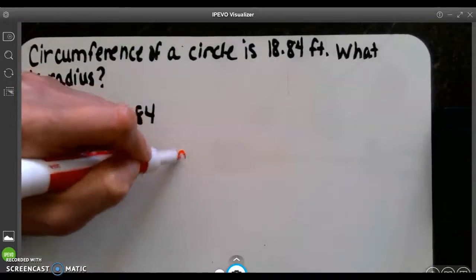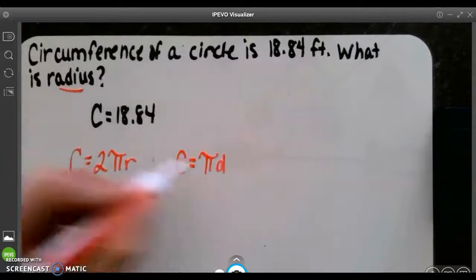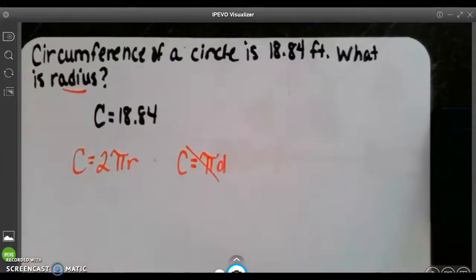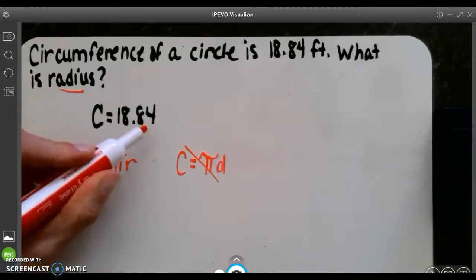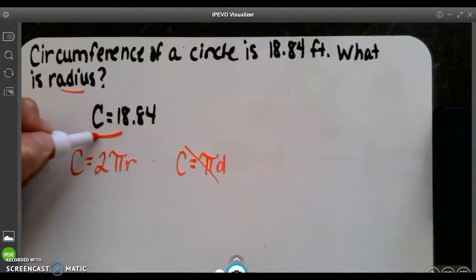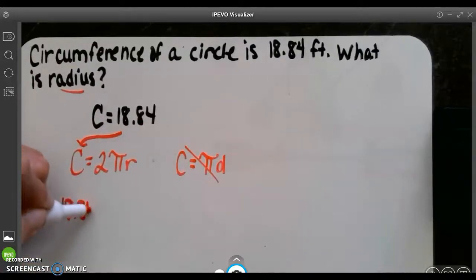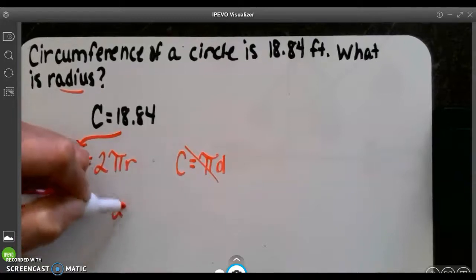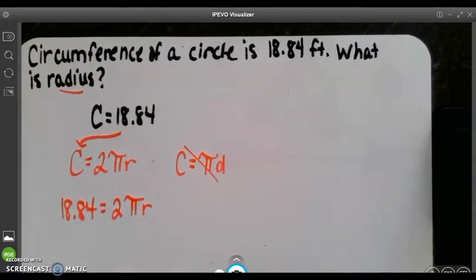Remember, our other one is circumference equals pi times diameter, but because we want to know the radius, that one won't make any sense. So in this one, I'm given the circumference. If 18.84 equals circumference, I'm going to put that in here. 18.84 equals 2 times pi times radius. So now it's just an equation that you've solved before, but you've never had pi.